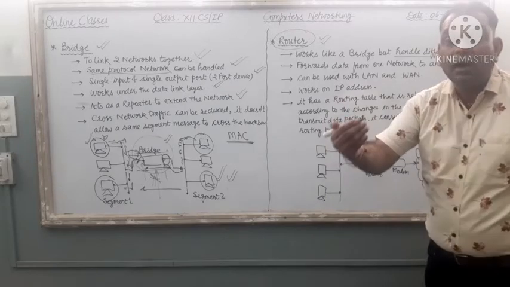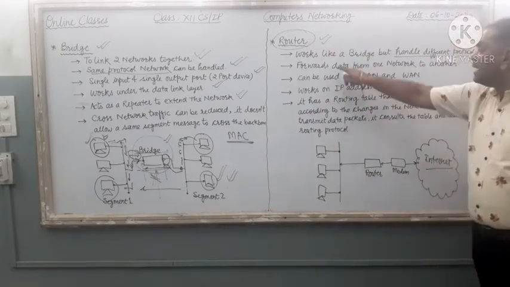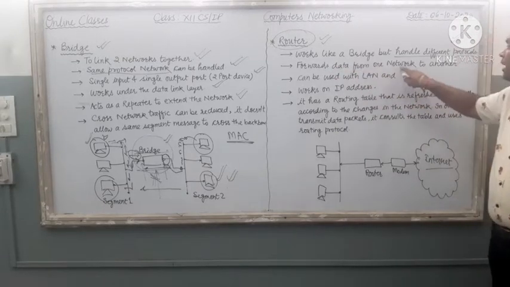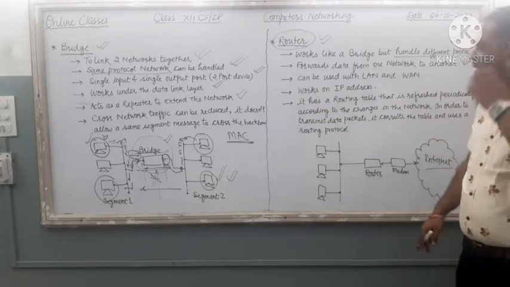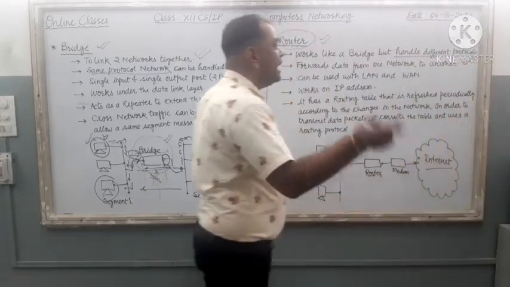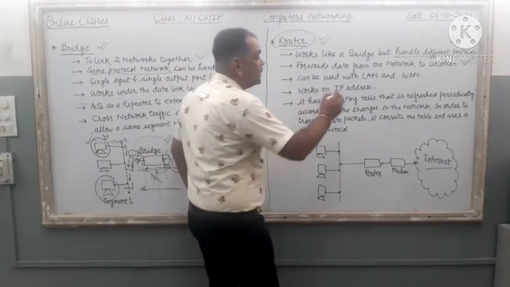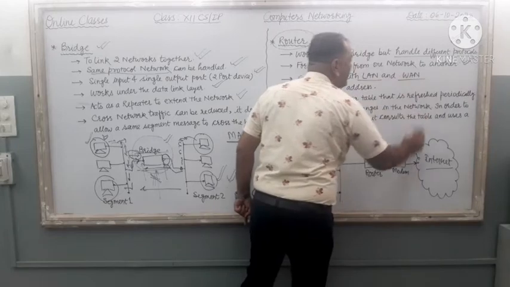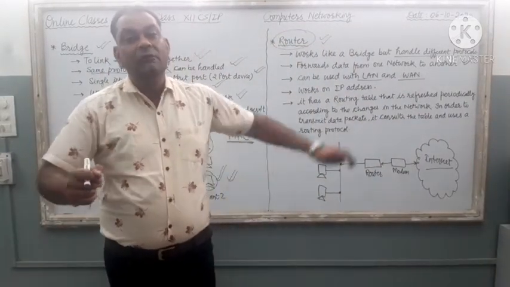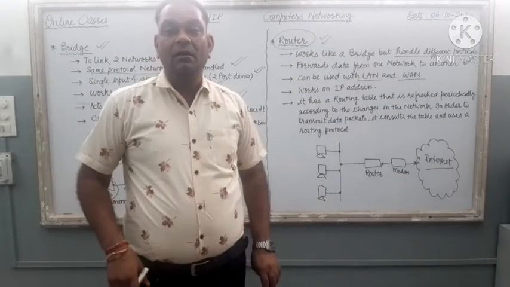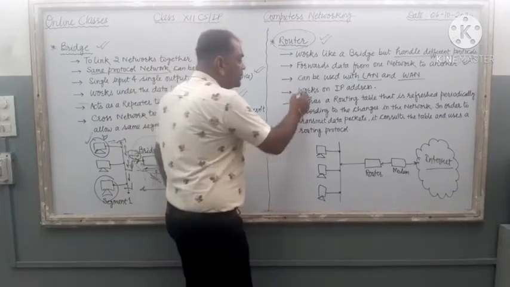Router is somehow smarter than bridge. Clear? Then it forwards data from one network to another. The bridge also acts like this only. So it forwards data from one network to another, and the third one is that it can be used with local area network and wide area network. If you want to connect your local area network with a particular wide area network, you require a router, right? Next one, the difference.